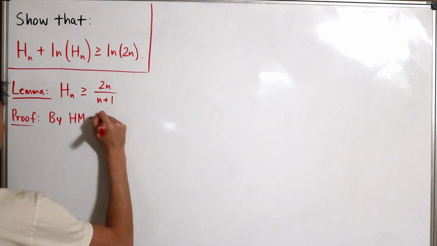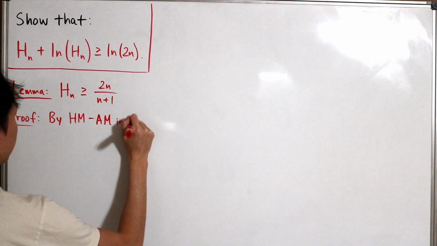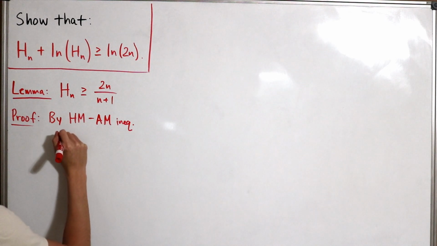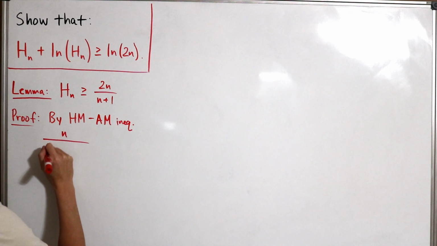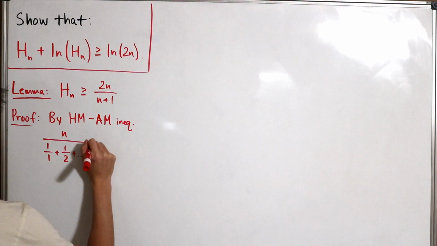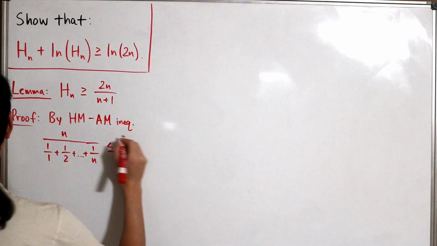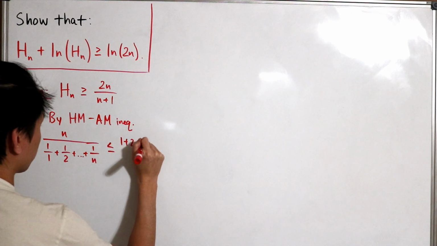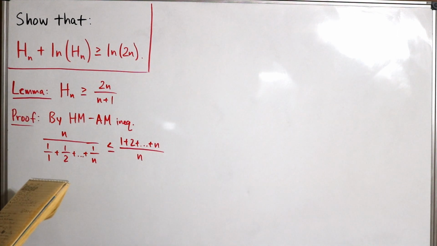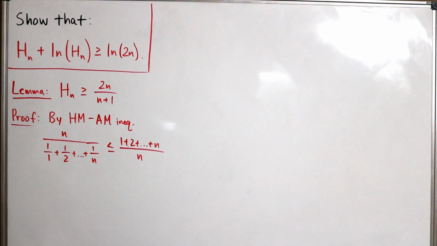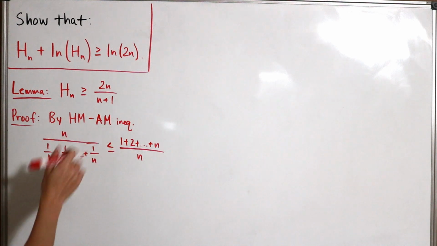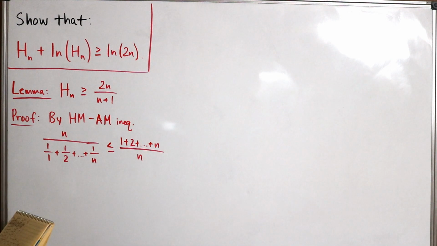So by the HM-AM inequality, we can say that n divided by 1 over 1, plus 1 over 2, all the way up to 1 over n, is less than or equal to 1 plus 2 plus dot dot dot plus n, all the way up to the nth term, divided by n. By the definition of a harmonic number, the nth harmonic number is the partial sum of the harmonic series.